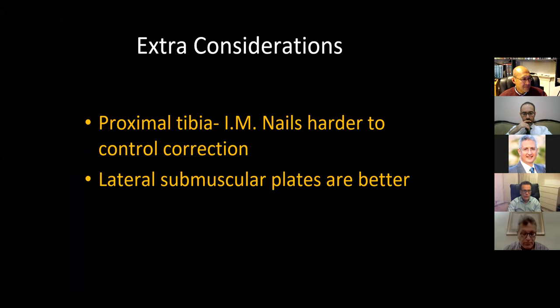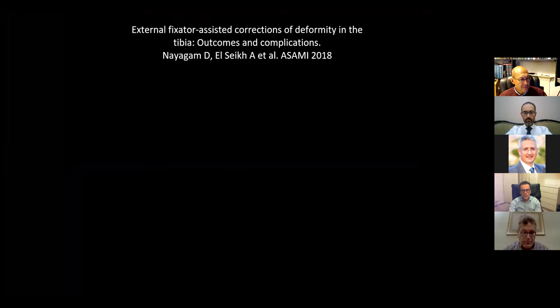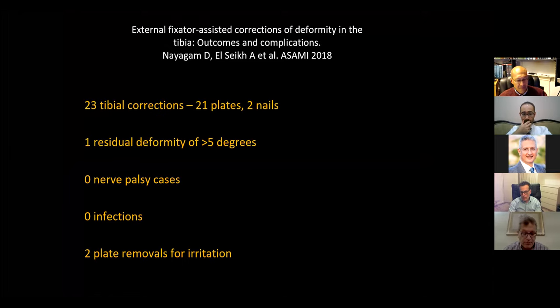Extra considerations. In the proximal tibia, intramedullary nails don't tend to work as well. They are not very good at controlling correction, so we don't use them. We use lateral submuscular plates. Our results have been presented. These are figures only referring to the tibia, in keeping with my talk. These were presented in 2018 at ASAMI, and out of 23 tibial corrections, you can see we used predominantly plates.